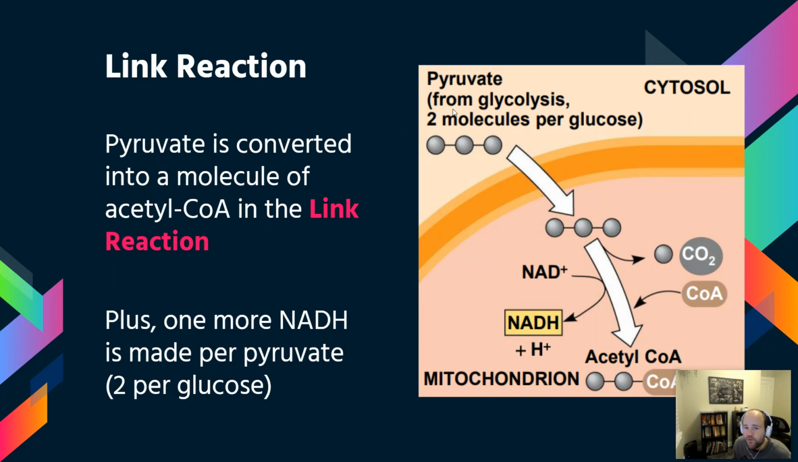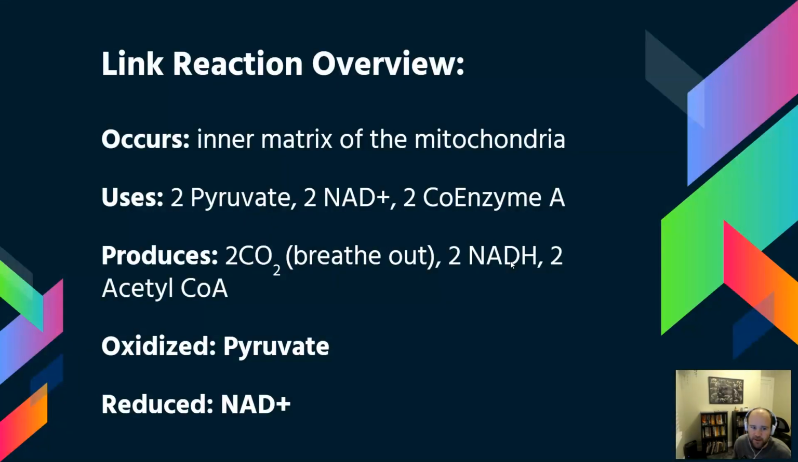So, as pyruvate, where we last left off from glycolysis, is entering into our mitochondria, it's going to get converted into something called acetyl coenzyme A. As a part of this reaction, we're going to kick off some of our carbon dioxide, and we're also going to build another energy shuttle with NADH. Now, because we have two pyruvates, this happens twice. So, two carbon dioxides, two NADHs are made.